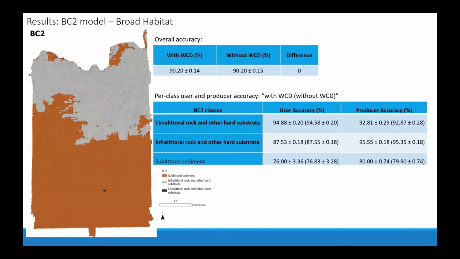So here are the results. This is the first model, which is the habitat complex. In the top table, you can see the overall accuracy of the model with water column included, and then without water column included. That's how we decided it would probably be best to assess how well water column made a difference. As you can see, there was no difference, which was kind of to be expected, because the three classes here are quite broad and not really defined biotically, such as sublittoral sediment and infralittoral and superlittoral.